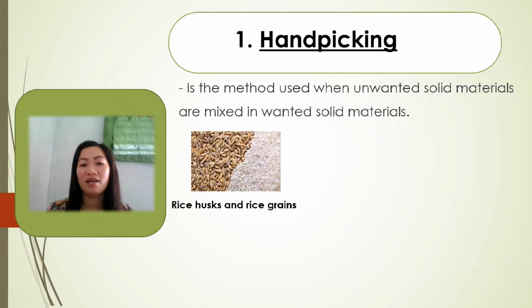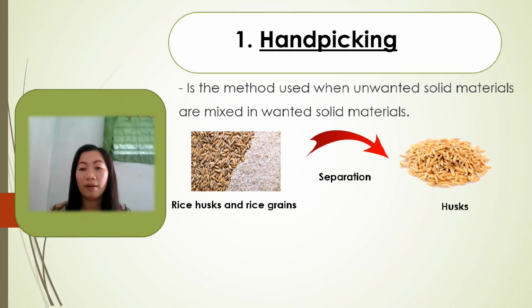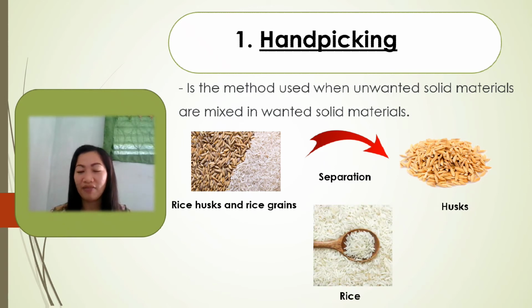For example, we have the rice husk and we have the rice grains. If these two were mixed, we have to separate the rice husk. So we separate the husk from the grains. All right, that is hand picking through our bare hands.